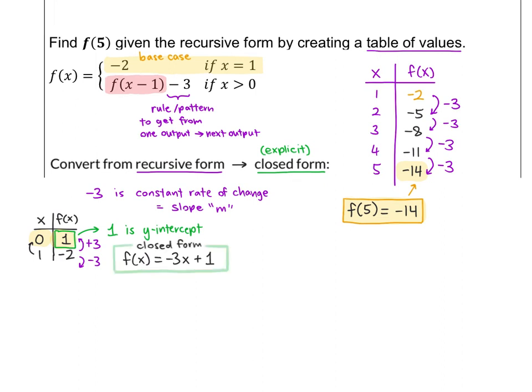Now we could just substitute 5 into the x input to get f of 5 equals negative 3 times 5 plus 1, which is the same as negative 15 plus 1, which is the same as negative 14. So we end up with negative 14 as our output in both cases: where we created a table of values to evaluate the recursive form, and when we converted it into closed form and plugged in 5.